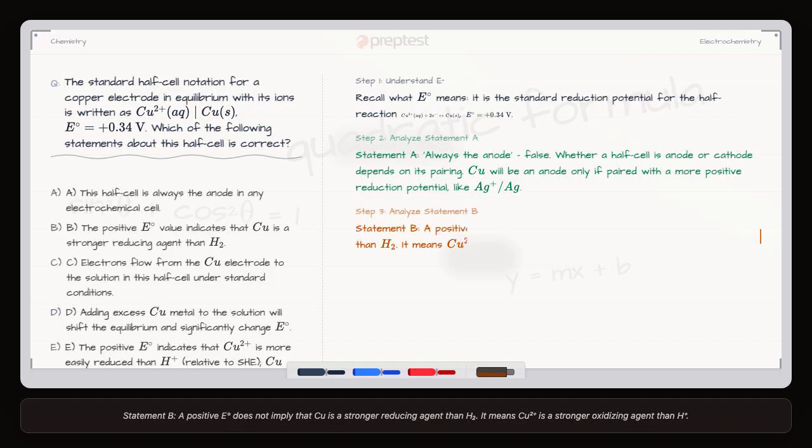Statement B: a positive E° does not imply that Cu is a stronger reducing agent than H₂. It means Cu²⁺ is a stronger oxidizing agent than H⁺.